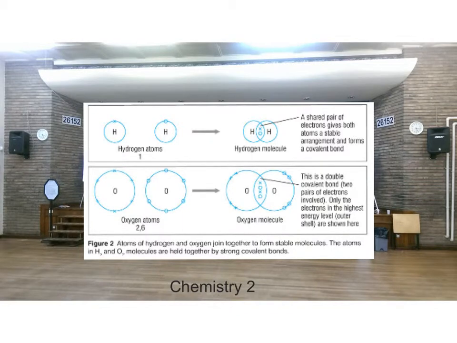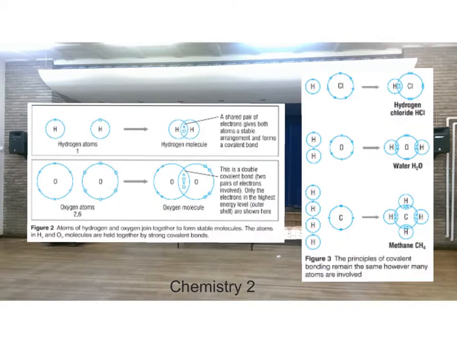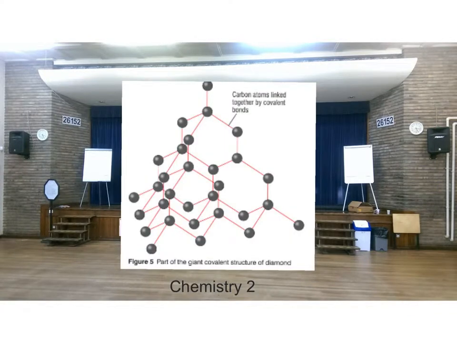Covalent bonds are formed when atoms share a pair of electrons. Many substances containing covalent bonds consist of simple molecules, for example hydrogen chloride, water, and methane. But some have giant covalent structures. The best example of this is diamond.